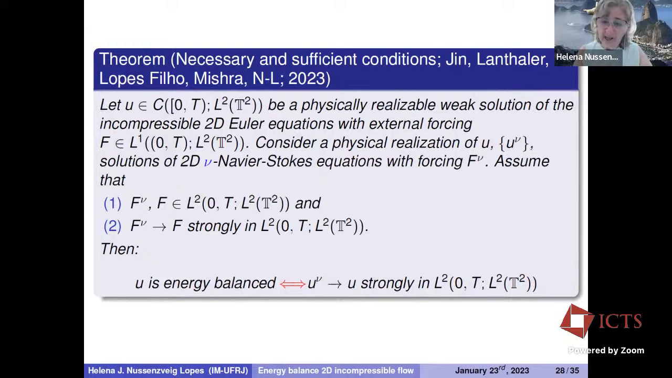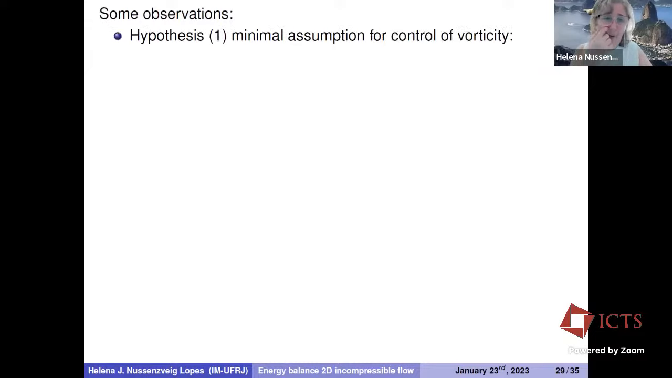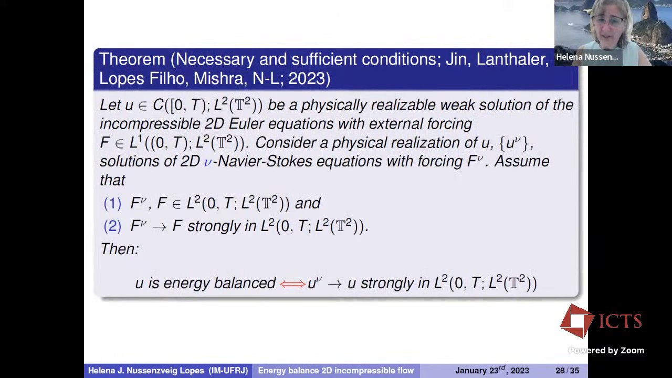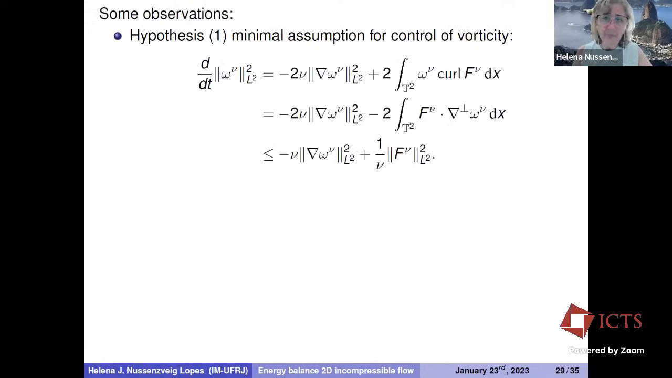So in the remaining time, I will discuss the proof. I have first some observations. First of all, hypothesis 1, that F nu and F belong to L2 in time L2, is a minimal assumption needed to control the vorticity.